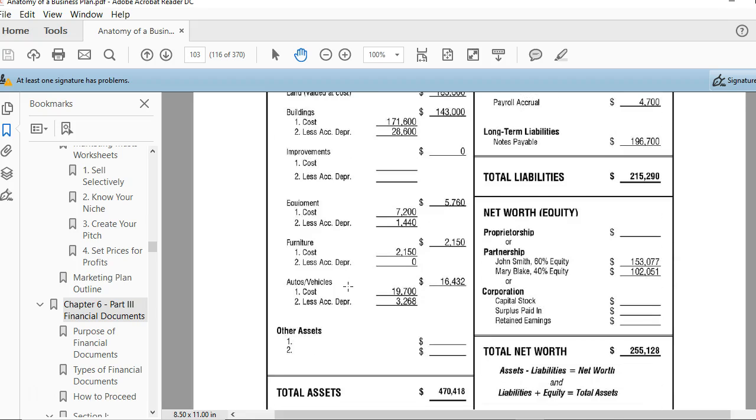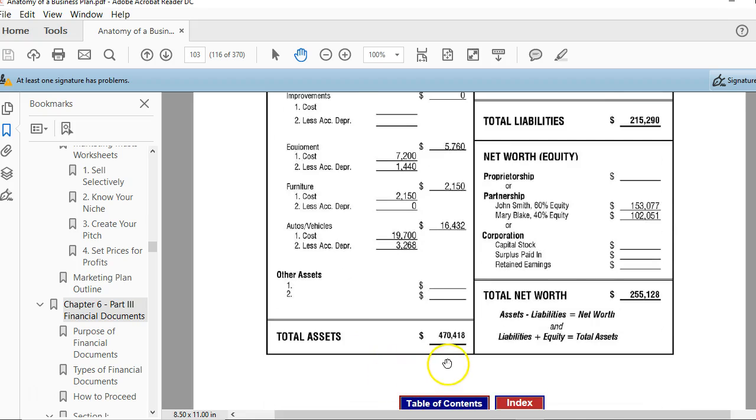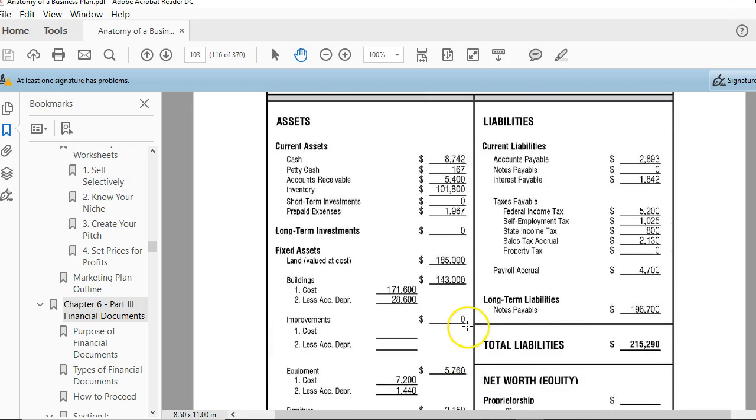Okay, so those are all examples. You can see the total down here is 470,418. Over on the right-hand side there, I've got current liabilities, typically bills due within 1 year or less, quite often much less than 1 year. The usual suspects like accounts payable, interest payable, things like that. Definitely taxes payable, both federal income tax and various employment taxes may also be due.